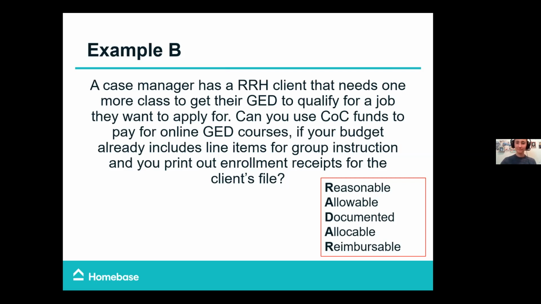And again, in considering whether you can use CoC funds, remember to go through RADAR. Is it reasonable, allowable, documented, allocable, and reimbursable? And we'll give folks a couple more seconds. And if you need to move the poll aside on your slide, the slide does have the full question, which notes that enrollment receipts are printed out in the client's file.